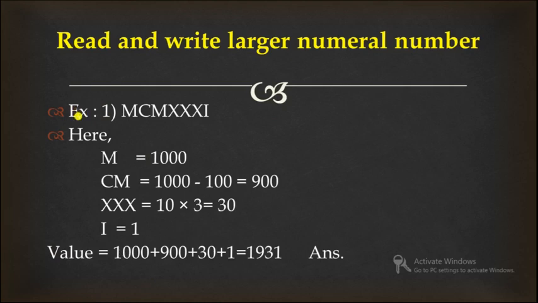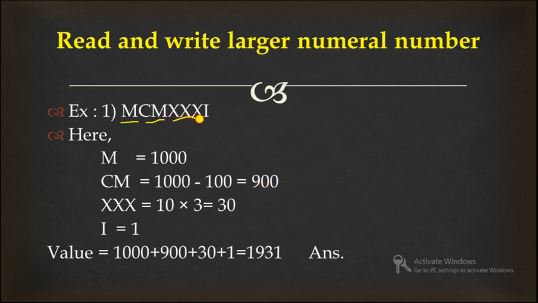Understood? Now let's solve some examples. Here we have the first example: MCMXXXI. First we will start from here. M, so value of M 1000. Then CM, value of CM 1000 minus 100. C is the smaller value symbol and M is the higher value symbol, so we are subtracting the value of C from the value of M. Accordingly we will get 900.